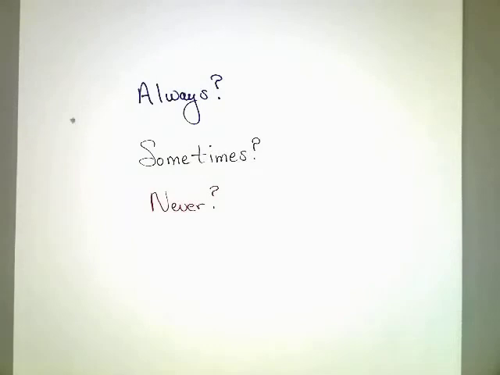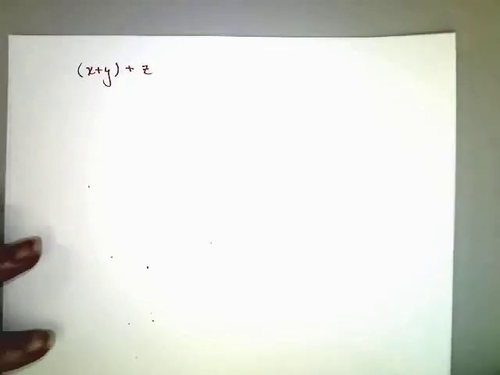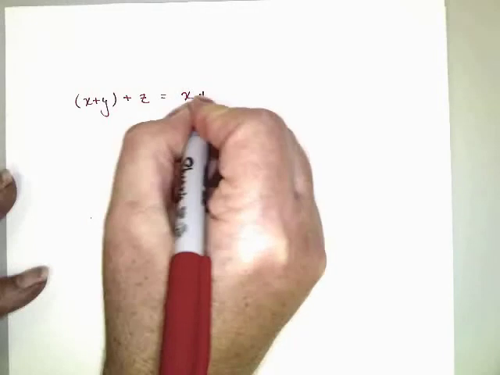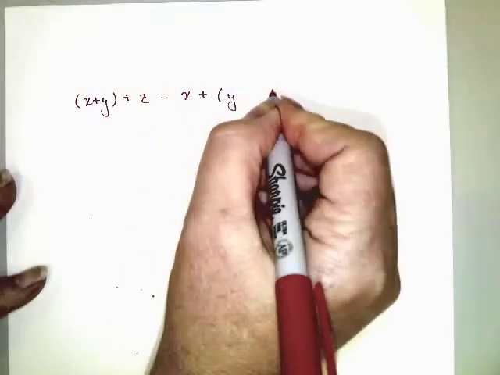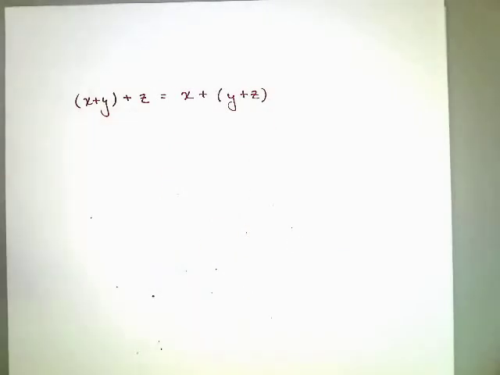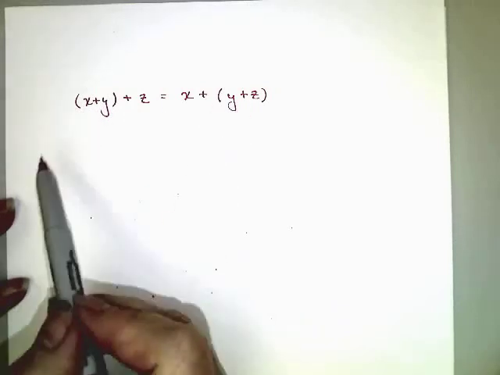Let's look more at properties of vector addition. Is it associative? That is, is it the case that if we look at the vector x plus y and add to it the vector z, we get the same result as if we start and add x to the vector that is created by adding y plus z? Is this always true, sometimes true, or never true?